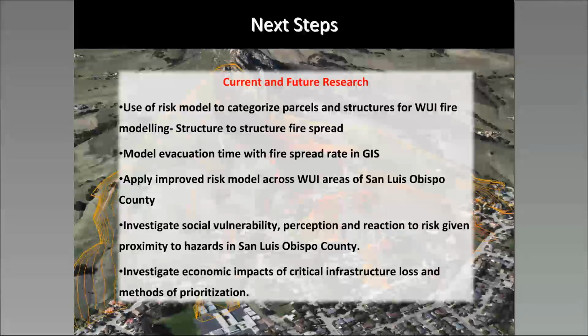So for this project, I'm going to be applying the improved risk model across the wildland-urban interface areas of San Luis Obispo County, including San Luis Obispo City and also Cambria. And then I'm looking into and investigating social vulnerability, perception, and reaction to risk, given the proximity to hazards. And then also investigating the economic impacts of critical infrastructure loss and how we are prioritizing the mitigation around this critical infrastructure, and how do we figure out what would be more damaging to the county and the state and even the country than other things.